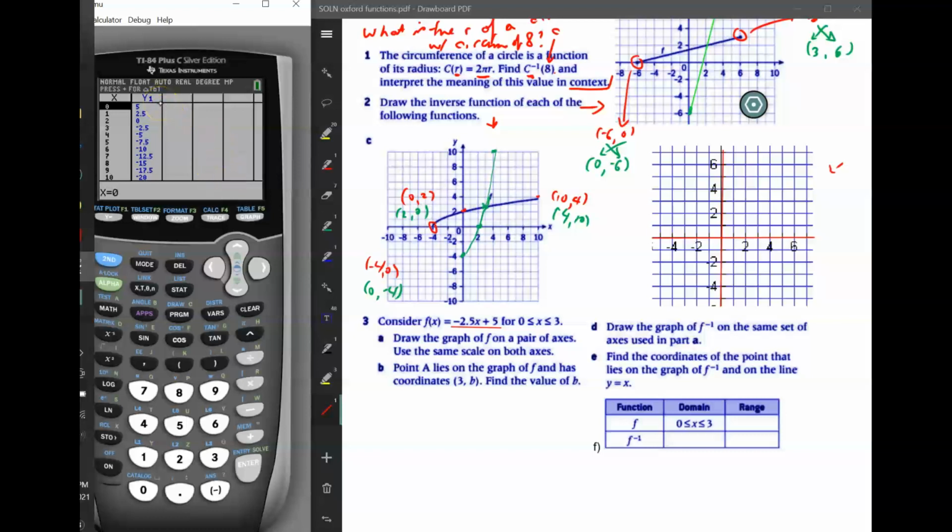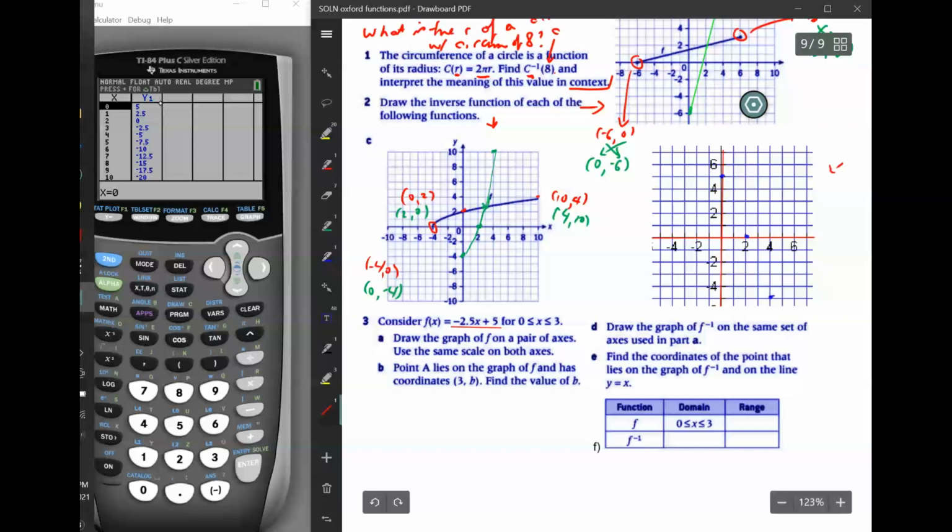Okay, so for example, 0, 5. Let's plot 0, 5. Let's use blue. 0, 5. And 2, 0. And 4, -5. Okay, so those are enough points. It's a line, right? So I don't need to plot more than 2 or 3 points.